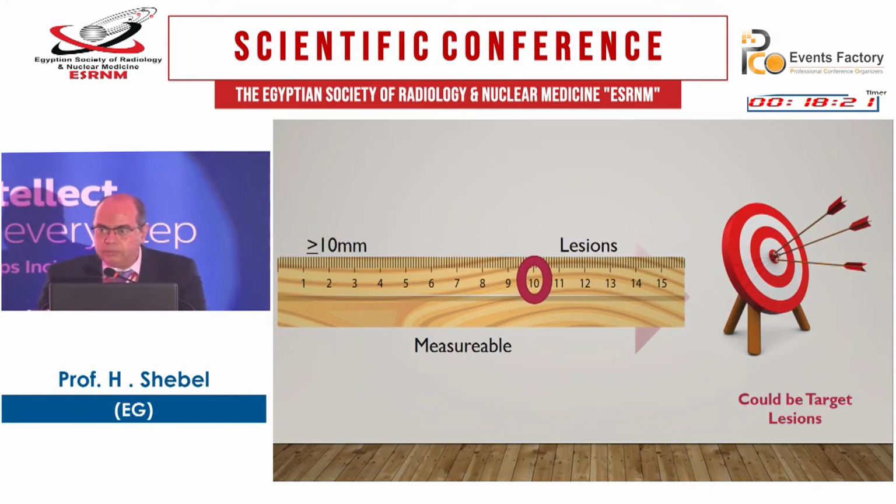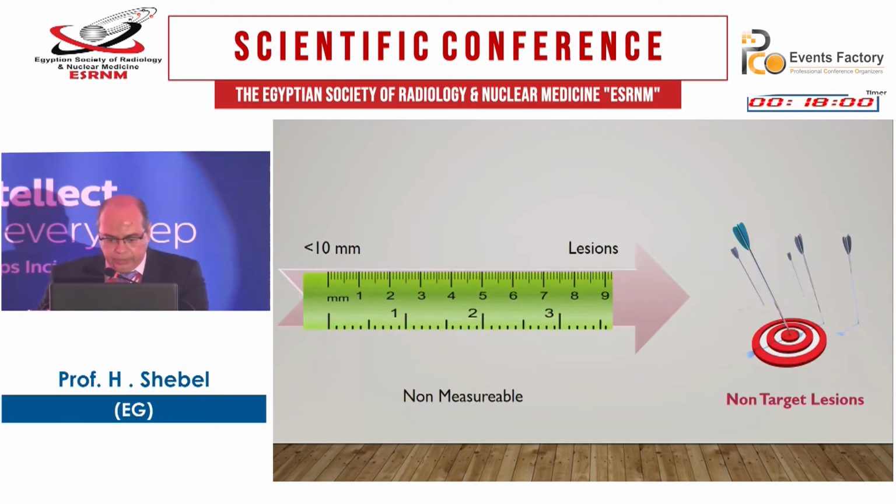So remember, a target lesion should be a measurable lesion. However, not every measurable lesion can be a target lesion, because we stick to the rules: you will select two solid nodules or two solid masses per organ, and 5 per total study. And the non-measurable lesions will be less than 10 millimeters.